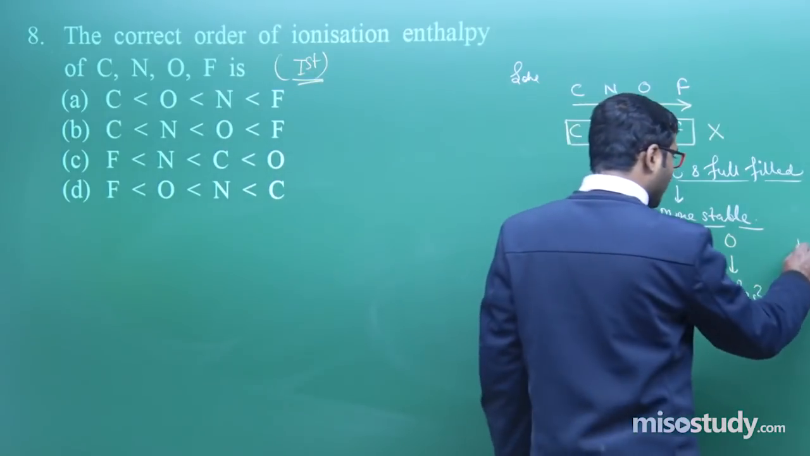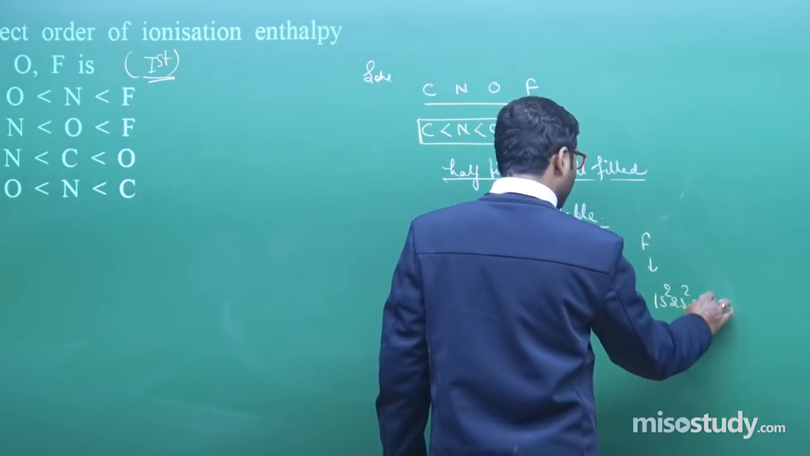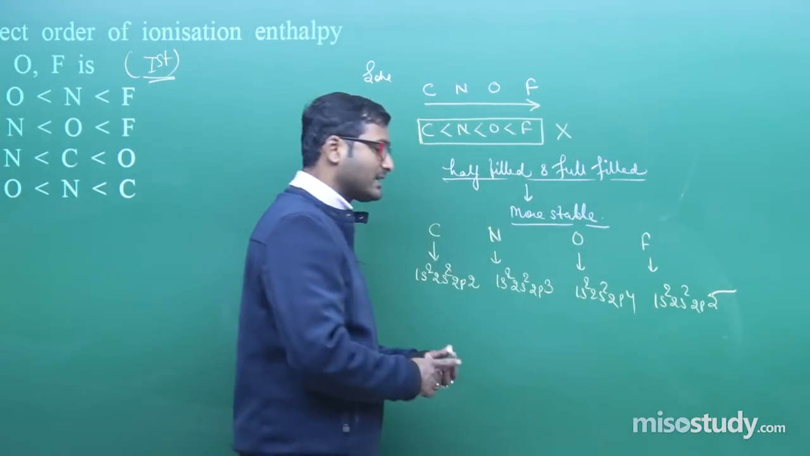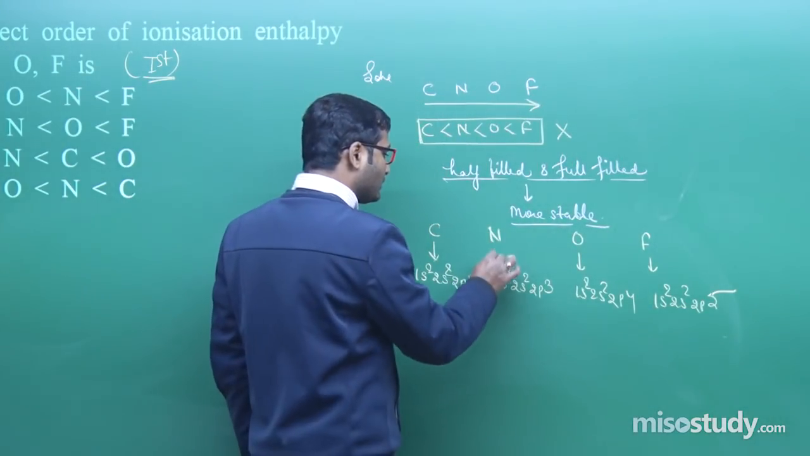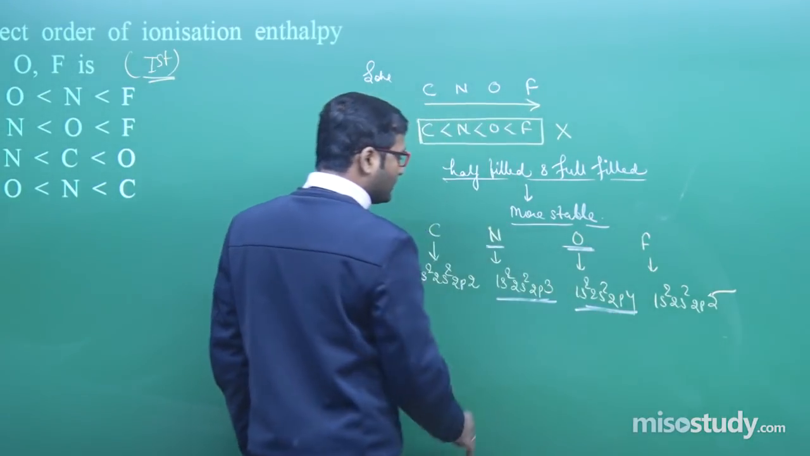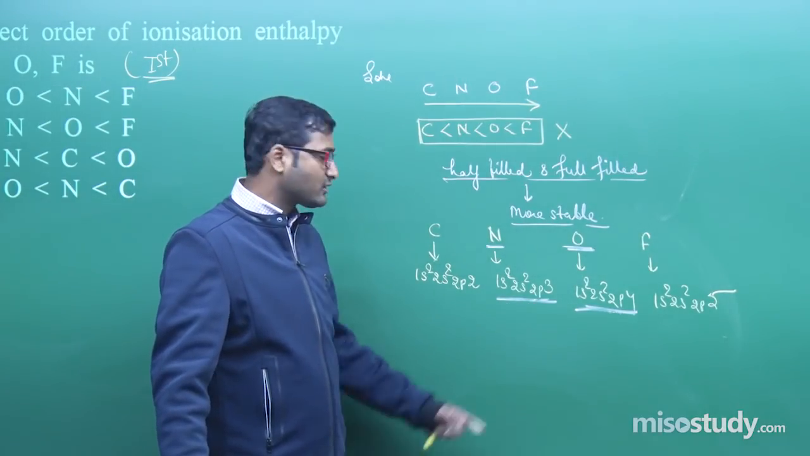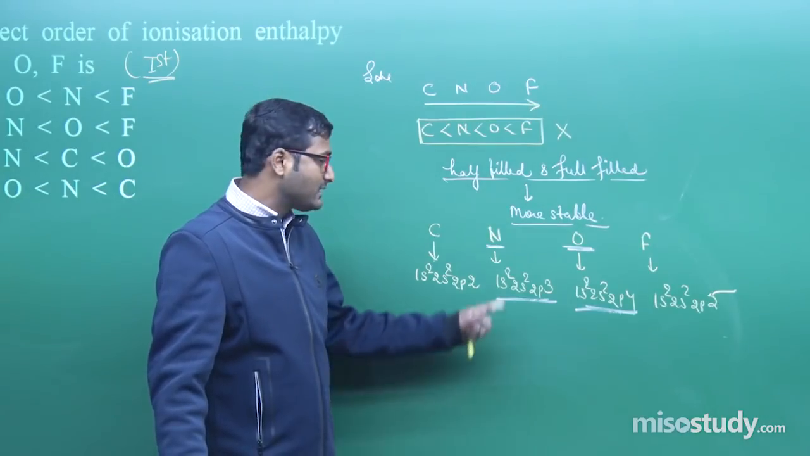Clear? And fluorine has electronic configuration 1s2, 2s2, 2p5. Now when we compare nitrogen and oxygen, what do we observe? Nitrogen has a half-filled electronic configuration because p can contain 6 electrons and it has 3 electrons. Now it is more stable.